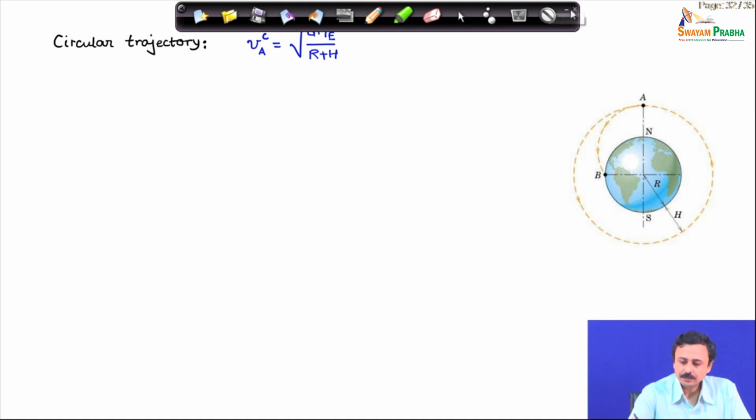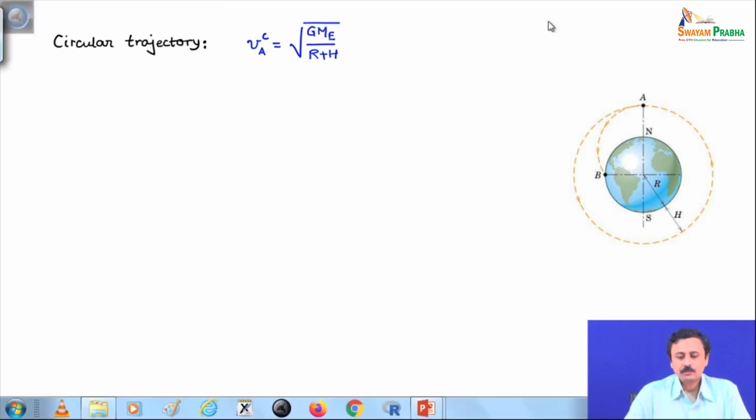The first step, we write the velocity on the circular trajectory, because we have to find the expression of delta V. Therefore, the orbital speed on the circular path, so at A, the orbital speed is the same everywhere.